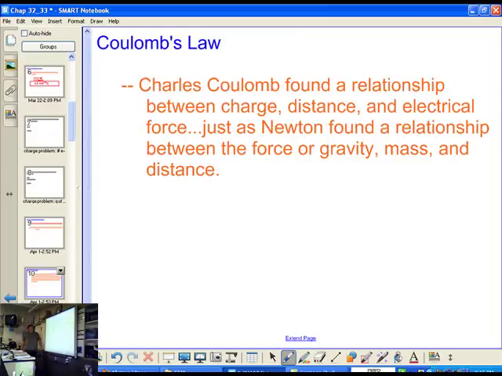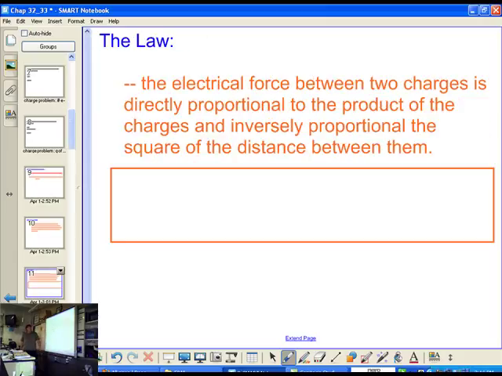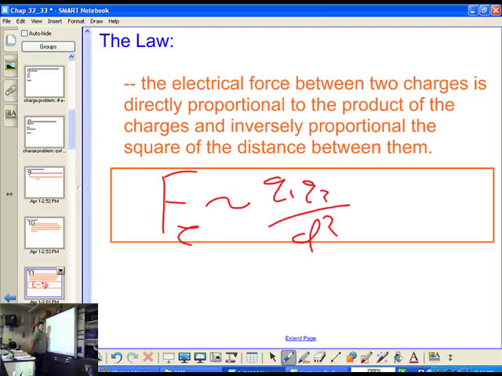Okay, so that leads us to Coulomb's law, which is one of our fundamental laws. It's a fundamental force. Coulomb found the relationship between charge, distance, and electric force, just as Newton found the relationship between force and gravity, that last thing we talked about. The electrical force between two charges is directly proportional to the product of the charges and inversely proportional to the square of the distance between them. F_E is proportional to Q1 Q2 over d squared. Does that look familiar?